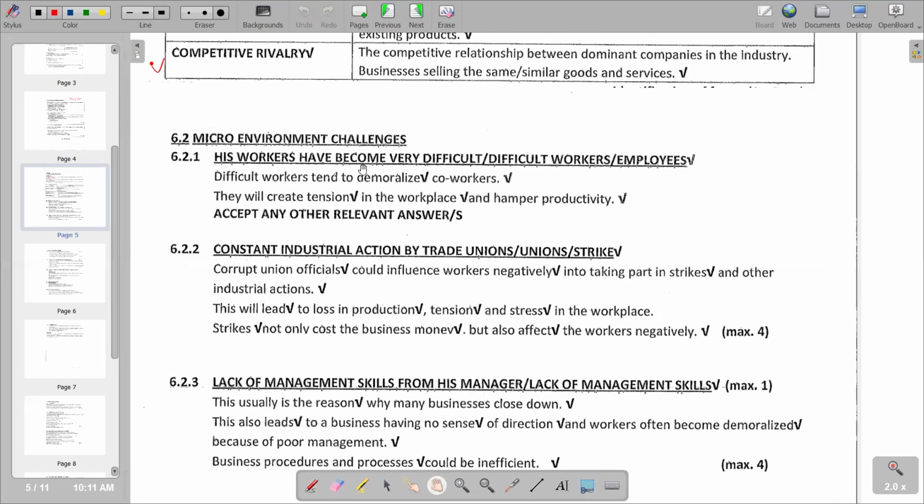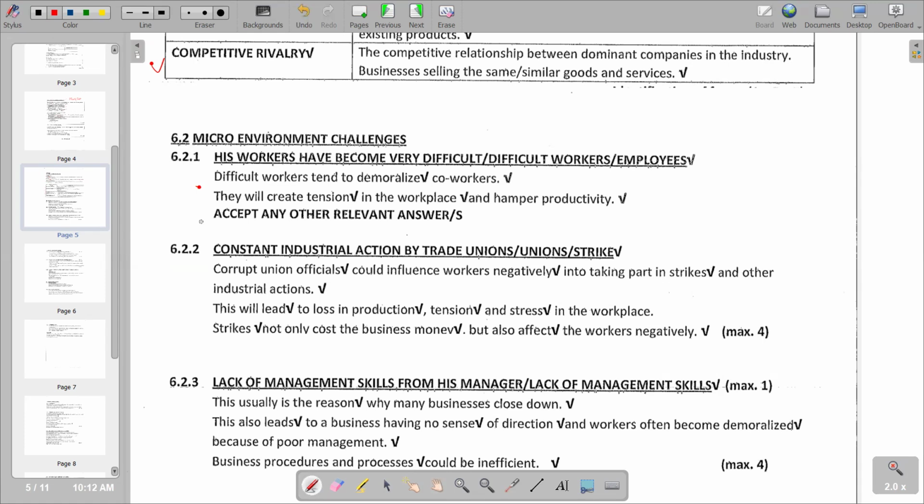For the first one, we are saying these workers have become very difficult, which means these are difficult workers or difficult employees. So maybe we can try to understand what we mean by difficult workers. Difficult workers describes those workers that are not cooperative in the workplace, so obviously they are going to cause negative effects on the operations of the business. The first point says difficult workers tend to demoralize core workers, which is quite clear: the essence of difficult workers is to demoralize the other workers that they are working with.